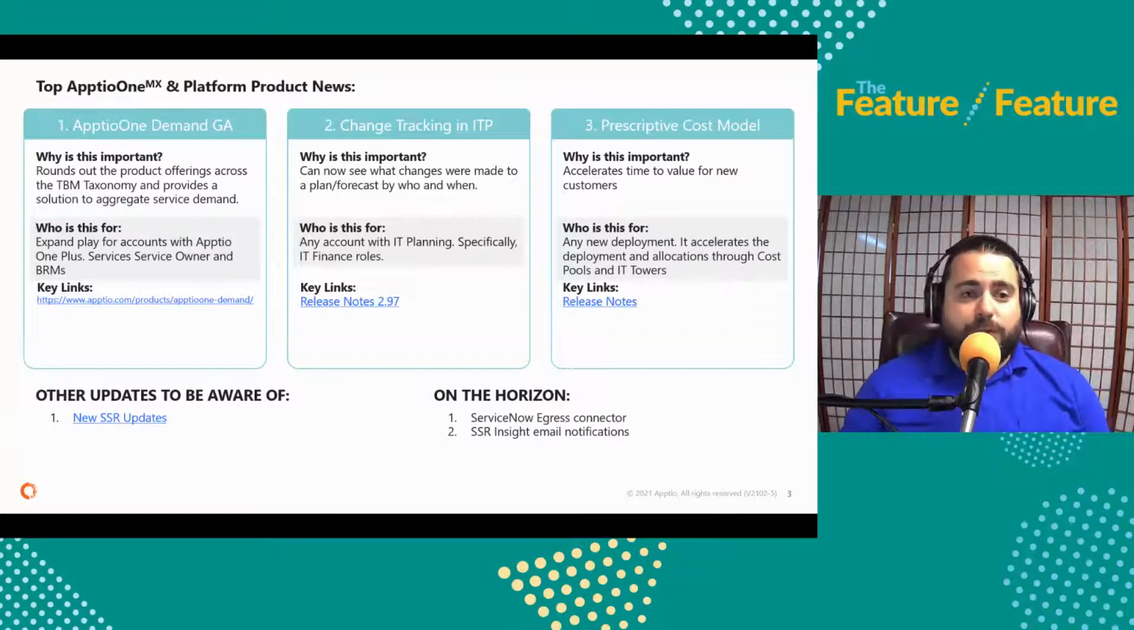And so lastly, we have a new prescriptive cost model. It's going to accelerate time to value for our new customers. We're using AI internal tools to essentially really accelerate the deployment and allocations through cost models and IT towers, helping customers essentially get onboarded much quicker with our solutions by using our technology and experience all rolled into one.